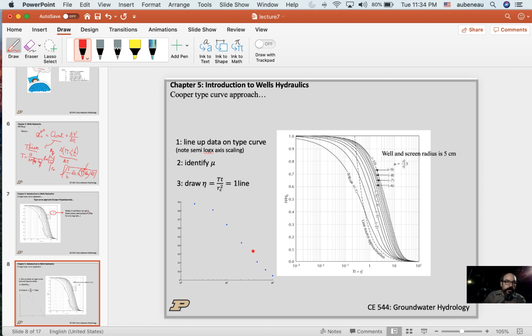So let me get my pointer back here. I don't want to draw here. Right, so this is your data. Again, you can see here log scale on the time and linear scale on the heads. And now you want to drop this onto here, right? So you're trying to match this. Remember your axes, you've done that in problems before, right? Your axes need to match.